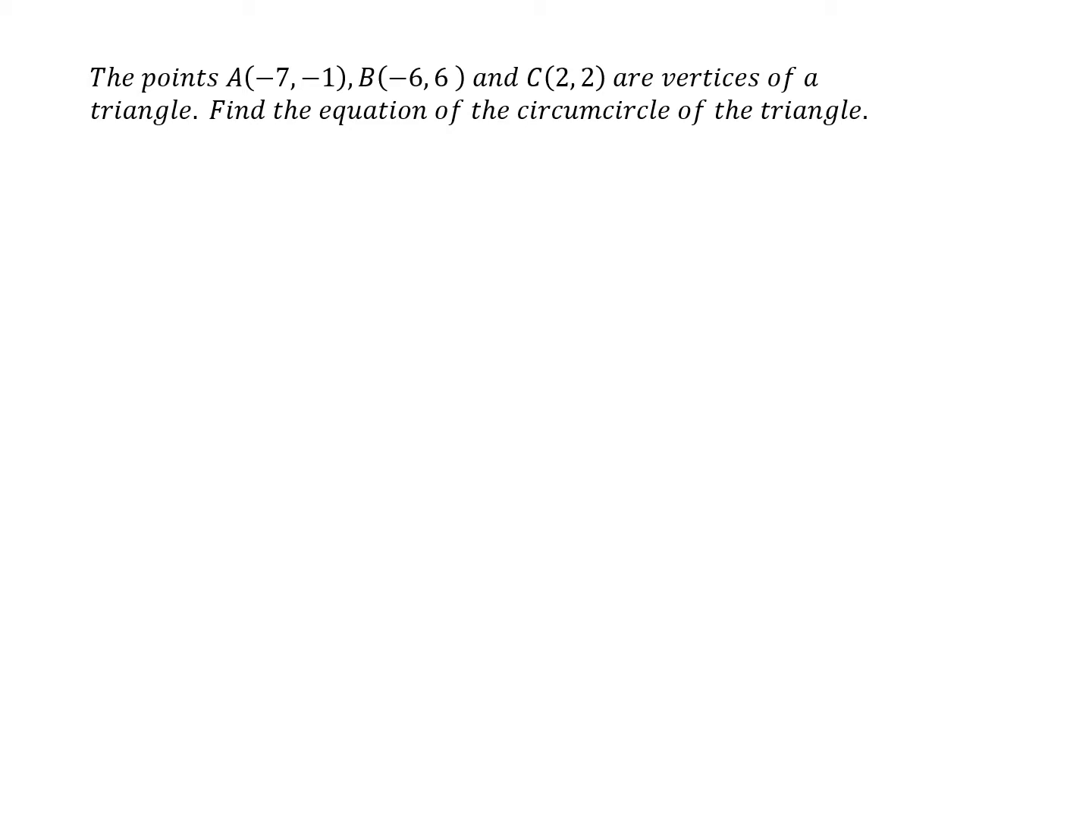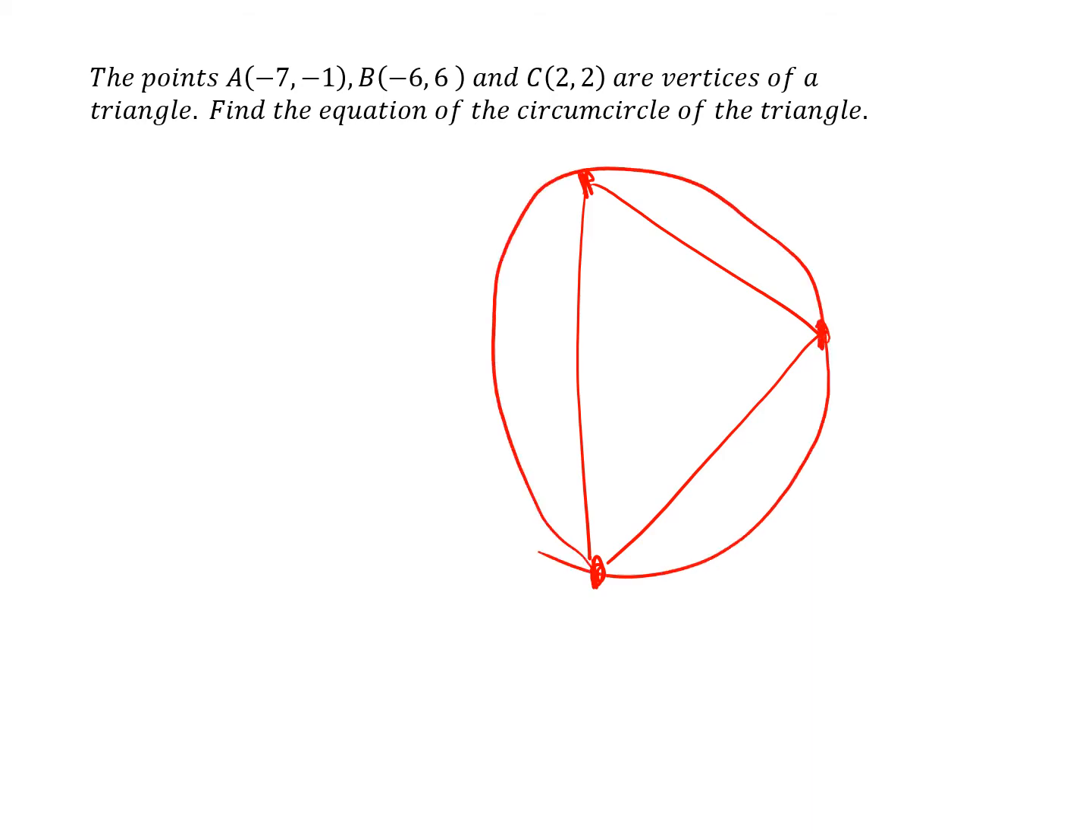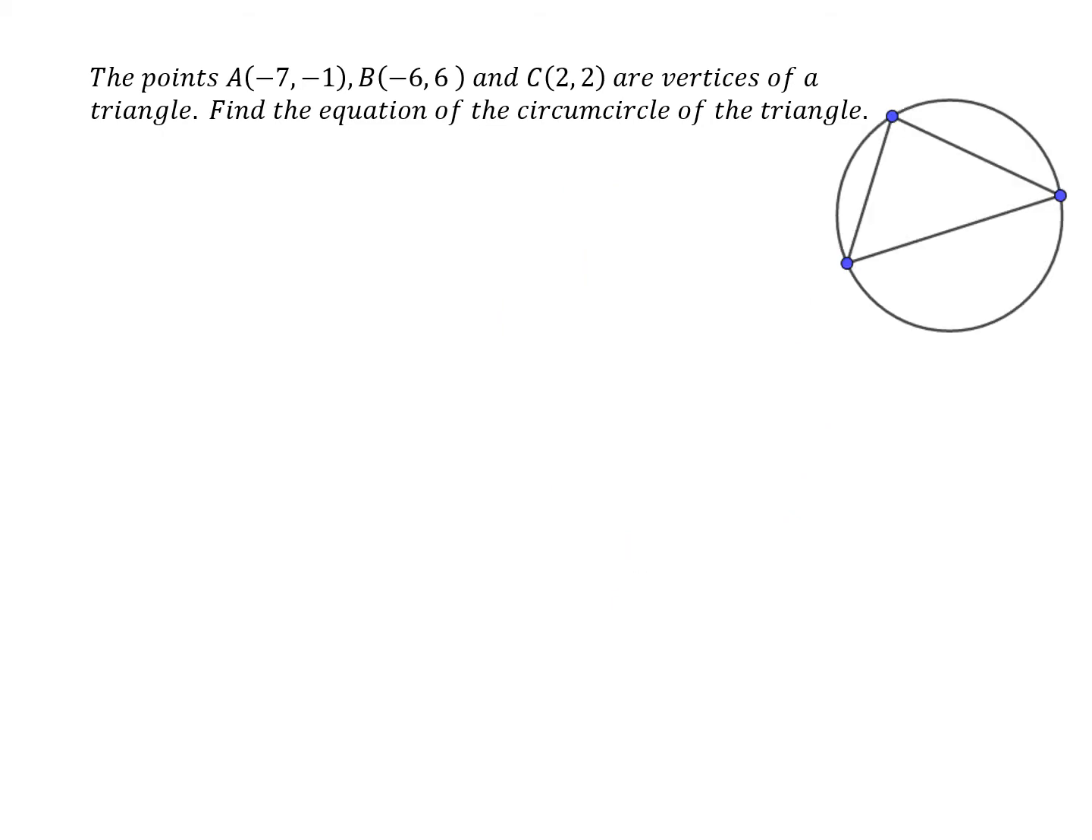So, a circumcircle. If we have got a triangle with three vertices like this, then the circumcircle is the circle that passes through the three vertices of the triangle like that. It's sort of the circle that goes around the triangle, if you like. So that's what I've drawn here.